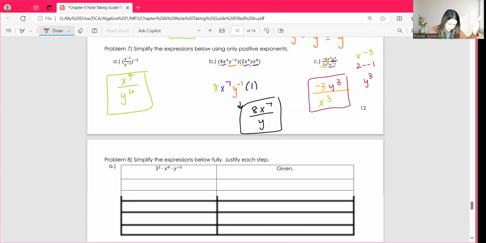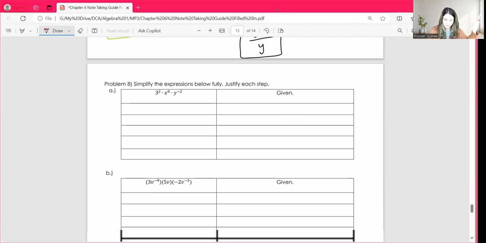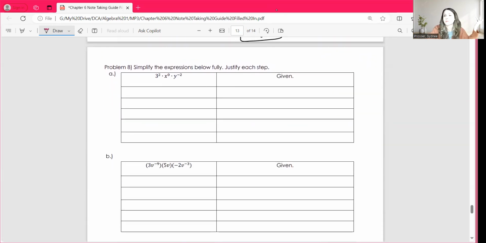Let's keep going here. And I want to check out problem 8. So problem 8 is very similar. I just want us to walk through and be able to explain these steps. So it says simplify the expressions below, justify each step. Very first thing when I look at A, I've got 3 squared. I know 3 squared is 9. That's all I'm going to do so far. One step at a time.